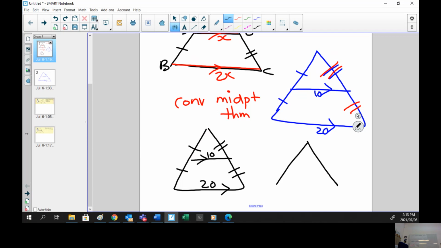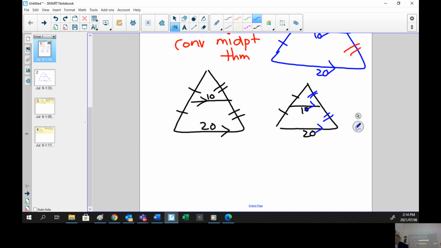All right. So if I give you this, there's a line. I'll tell you those are equal, and I'll tell you that this is 10 and that's 20. Well, then what do you know? You automatically know that they're parallel. That's because of converse midpoints, and those two are equal. Converse midpoints.